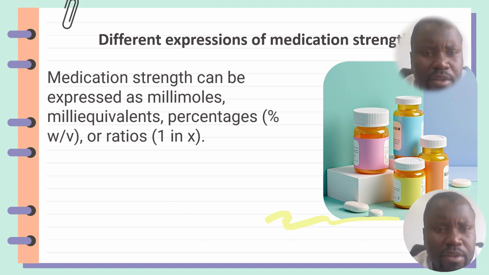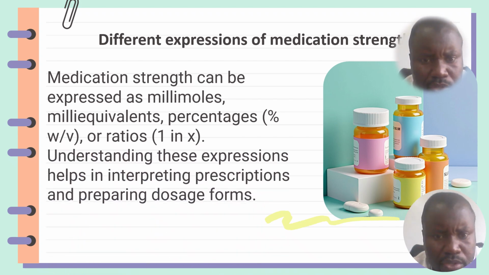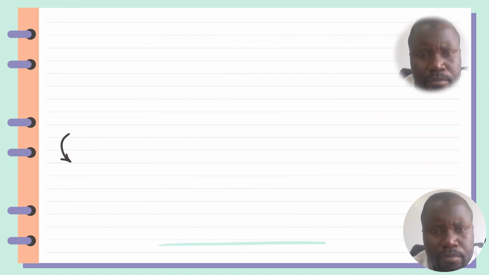Medication strength can be expressed as millimoles, milliequivalents, and percentages, where we have weight per volume, and also as ratios, where we have a solute in a certain quantity of the product. Understanding these expressions is very important in interpreting prescriptions, so that once you have interpreted the prescription, you should be able to prepare a suitable dosage form for the needs of the patient.